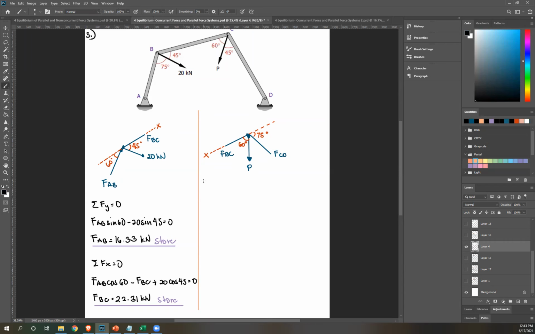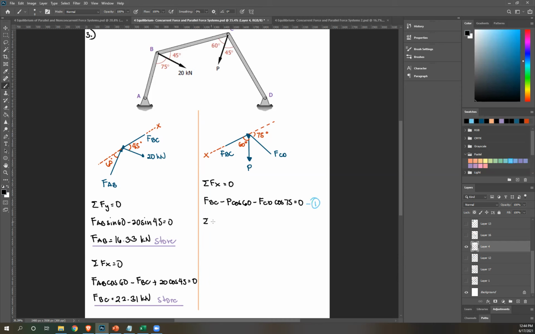So we'll just go through all of the equations. So we can start with summation of forces x equals 0. FBC is to the right, directly on the x-axis, so just positive FBC. P is to the left, so negative P cosine 60. And then FCD is also to the left, so negative FCD cosine 75 equals 0. There's nothing to solve for. So once again, just call that equation 1.